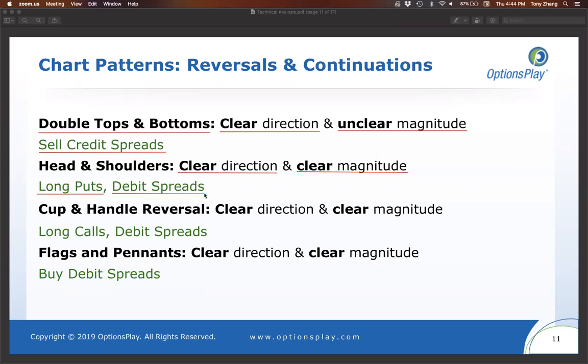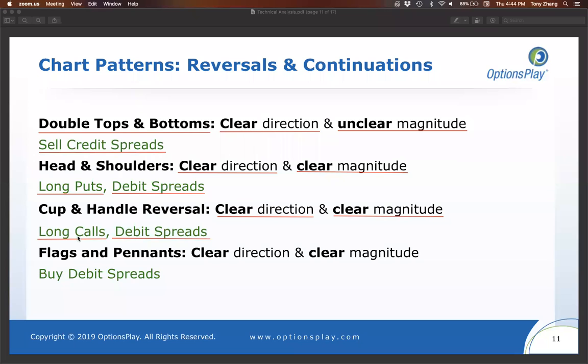Conversely, a cup and handle is a bit more of a subjective pattern. I think everyone draws their cup and handle a little differently, but cup and handles also provide a clear sense for direction and a clear sense for magnitude. So for that, long calls and usually debit spreads are also very suitable for a cup and handle. The only difference from a head and shoulders is that head and shoulders is typically bearish and cup and handle is typically bullish. That's why for one you would trade puts, and for the other you would trade calls.